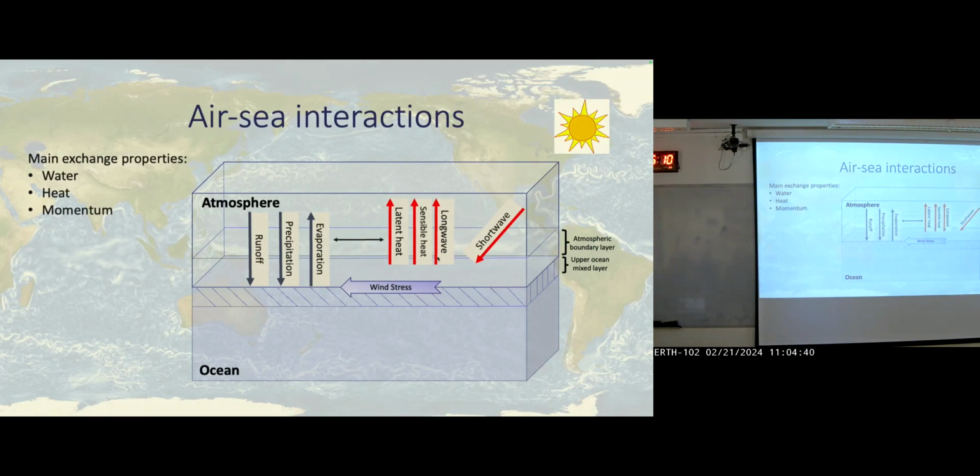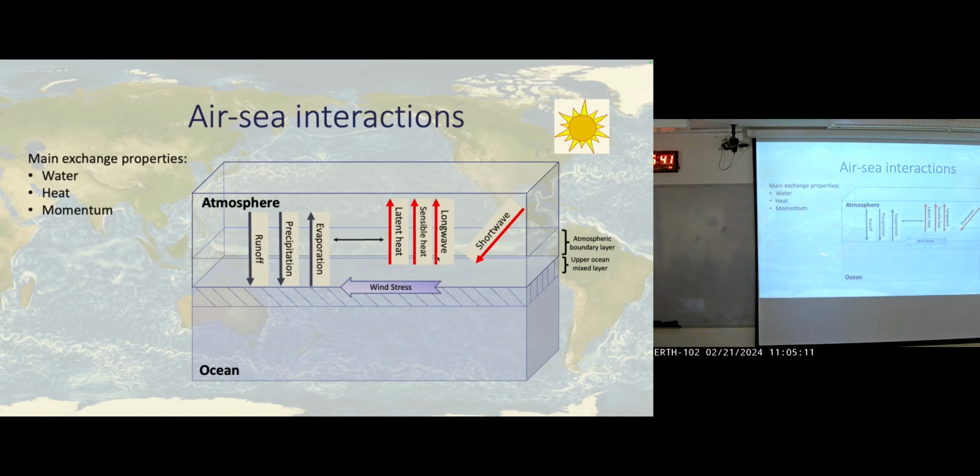So, background on Earth interactions. The oceans provide most of the inertia to the climate system. This is because they have large mass and high heat capacity. And therefore they are very important. They are a key component in regulating climate conditions globally. There are 3 main exchange properties between the atmosphere and the ocean: water, heat, and momentum.